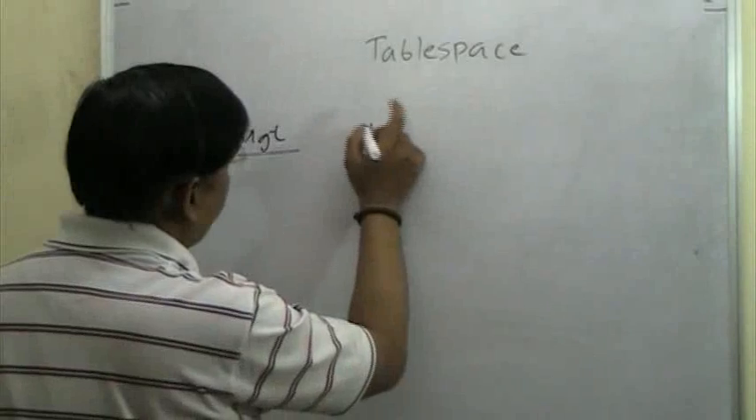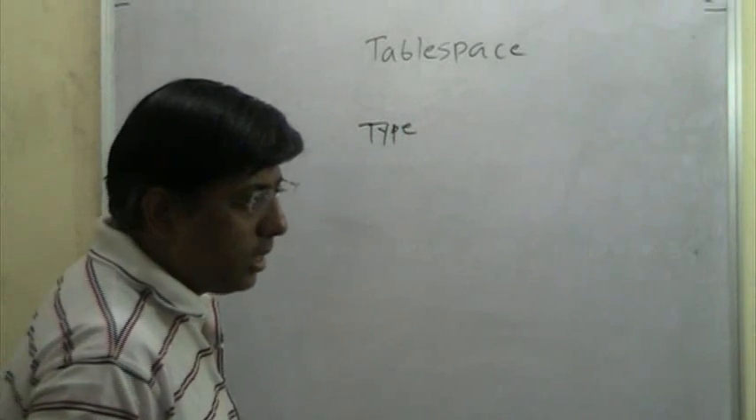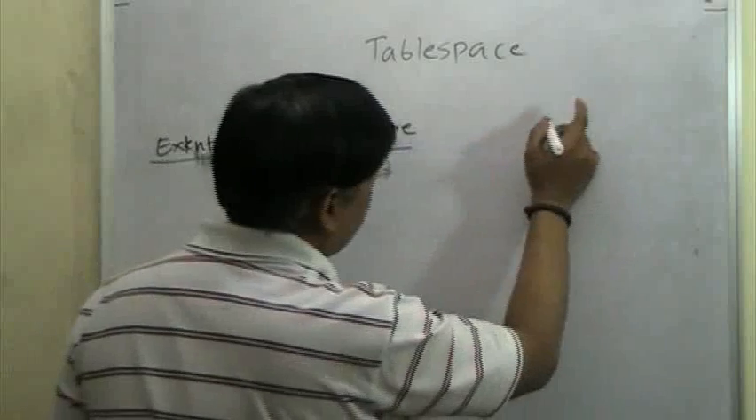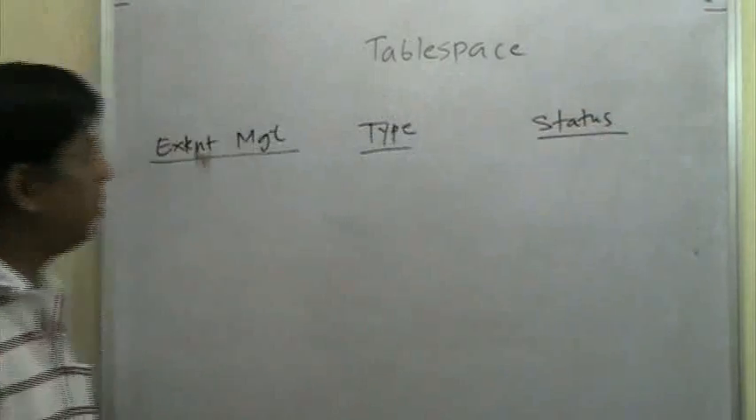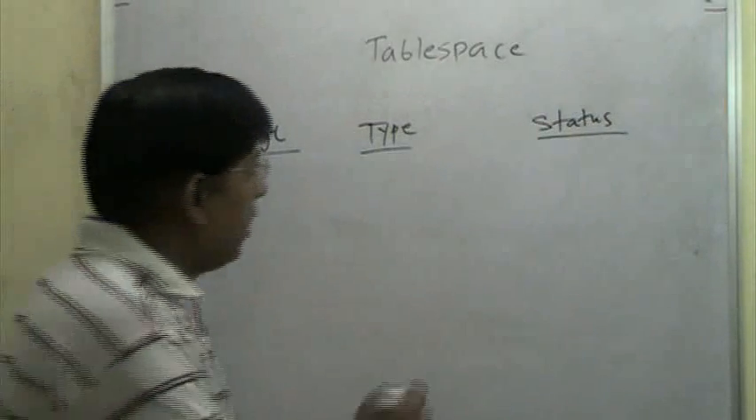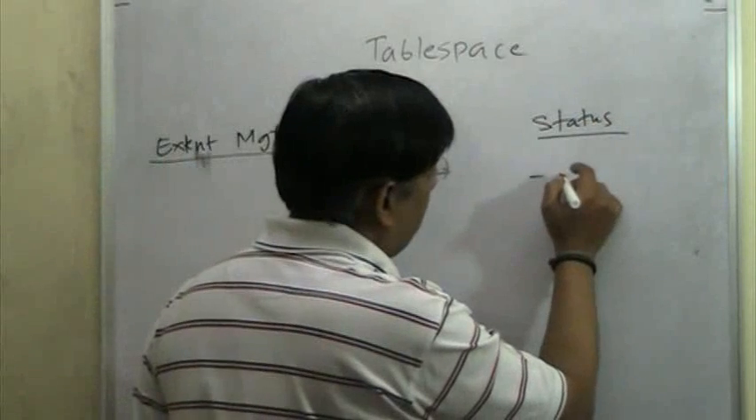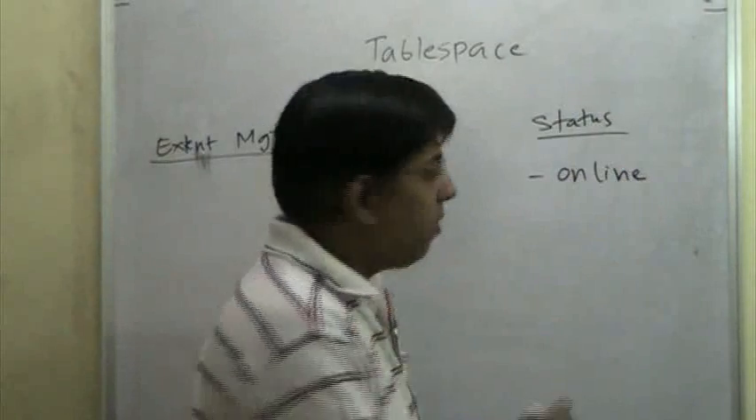Then there is a type of a table space, and then there is a status of a table space. These are not categories per se. Status. So a table space will have a status. What are the statuses that a table space will have? A table space has a status of online and offline.